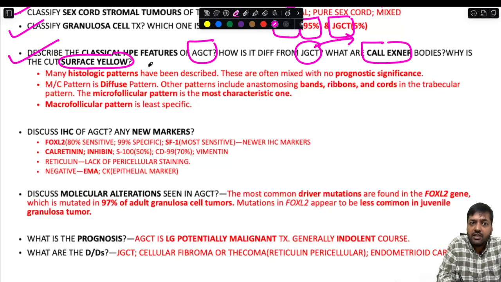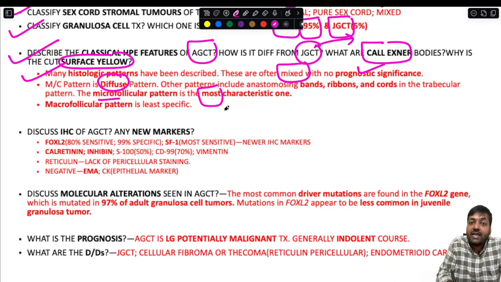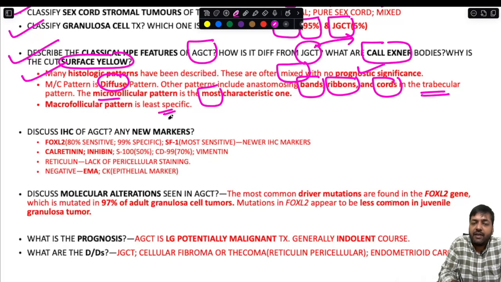Secondly, if you look at the histological patterns in granulosa cell tumor, there are many patterns which have been described, but they are often mixed with no prognostic significance. The most common pattern is the diffuse pattern, whereas the microfollicular pattern can be together with the diffuse pattern, and the microfollicular pattern is the most characteristic one that I have already shown you. Other patterns include anastomosing bands, ribbons, and cords in the trabecular pattern. The macrofollicular pattern is the least specific and least common for adult granulosa cell tumor. What are Call-Exner bodies? We have already discussed. Why is the cut surface yellow? That also we have discussed.